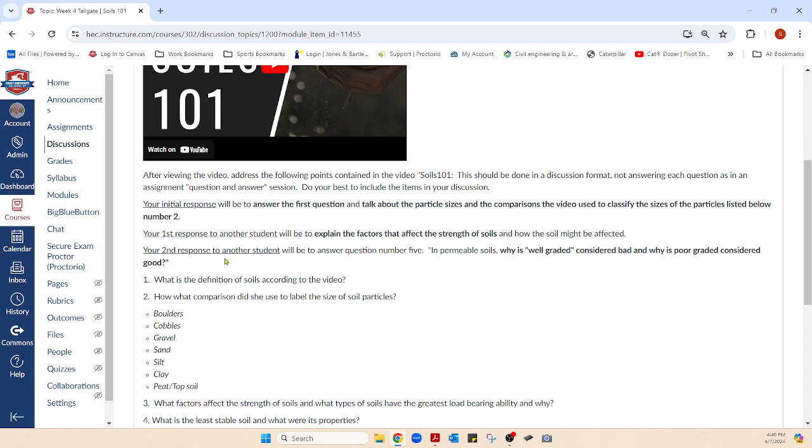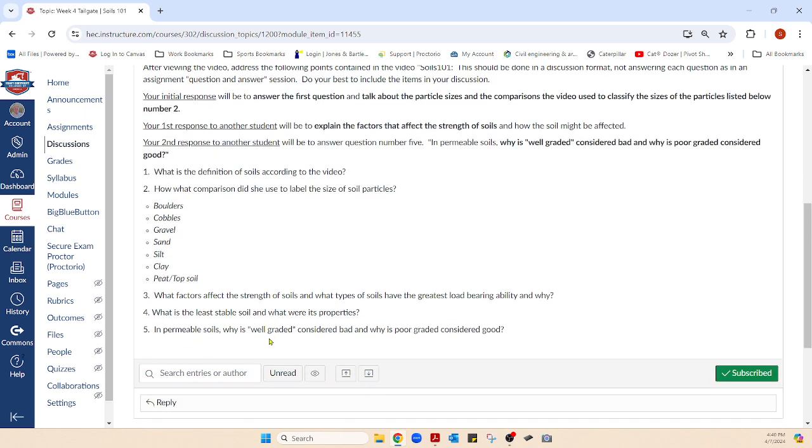And then your second response will be to answer question number 5. It seems kind of weird, but I had a reason for doing it this way. I love this. The first time I saw this was the first time I taught this class. It said impermeable soils, and remember what permeable is. If you don't, I want you to look it up. It's important. Why is well graded considered bad, and why is poorly graded considered good?